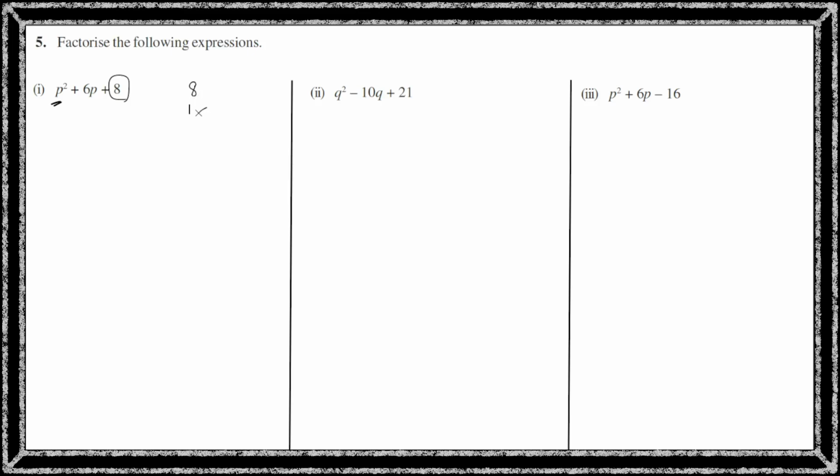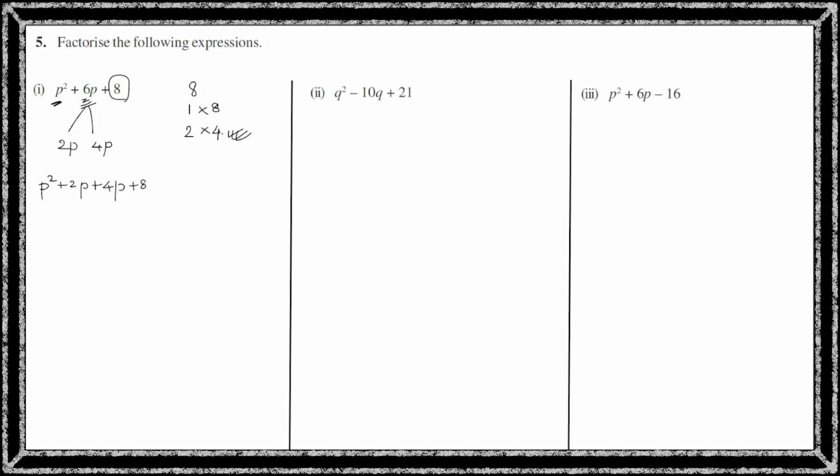So if I write it as 1 into 8, 1 plus 8 is going to give me 9, which is not this. I have 6 here. Next you look at 2 into 4. You will see that 2 plus 4 is 6. So this is an indication for you that this might work. What we will do is split the middle term as 2p and 4p. So we're going to write this as p square plus 2p plus 4p plus 8. Now you have 4 terms.